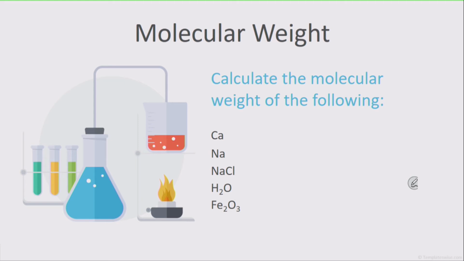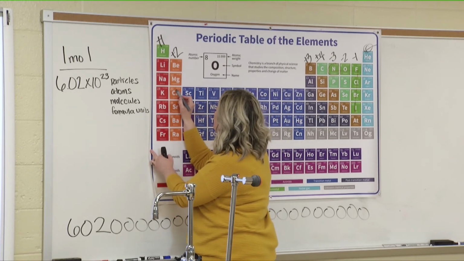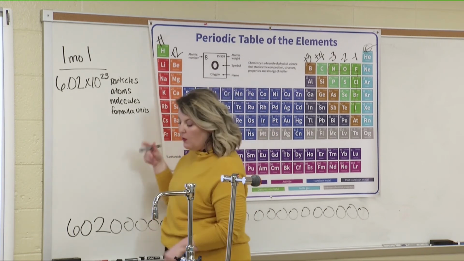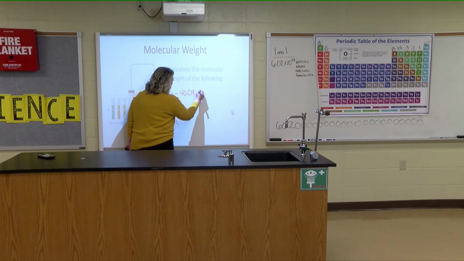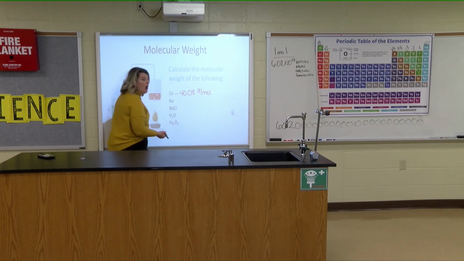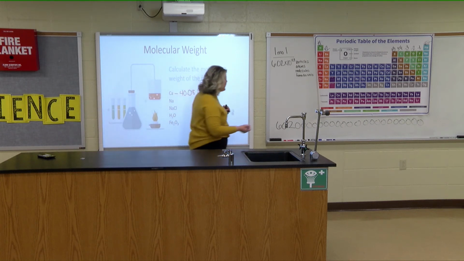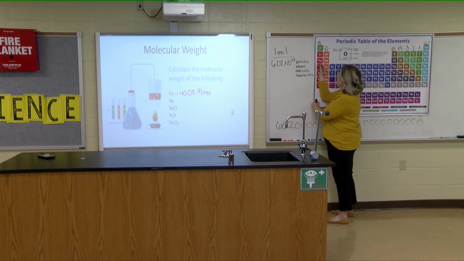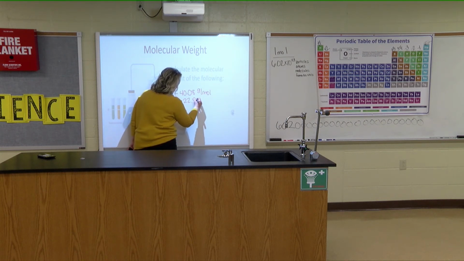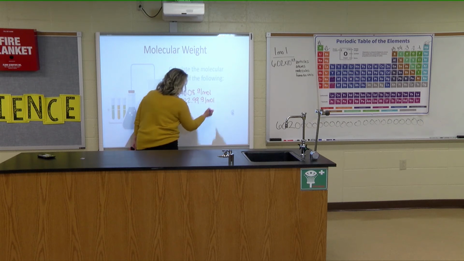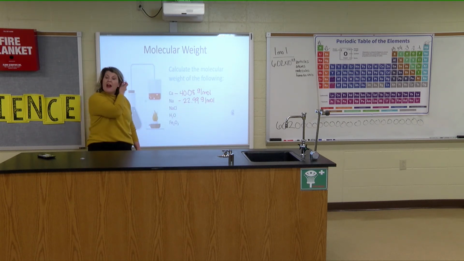So go grab your periodic table, and let's look at calcium. So go find calcium on your periodic table. He's right here, number 20. And the molecular weight of calcium is 40.08. We're going to round to 2 decimal places here. And the unit is grams per mole. So let's look up sodium. Let's go over to sodium on the periodic table. That's number 11. And I see that it's 22.989. If I want 2 decimal places, that's going to give us 22.99 grams per mole.